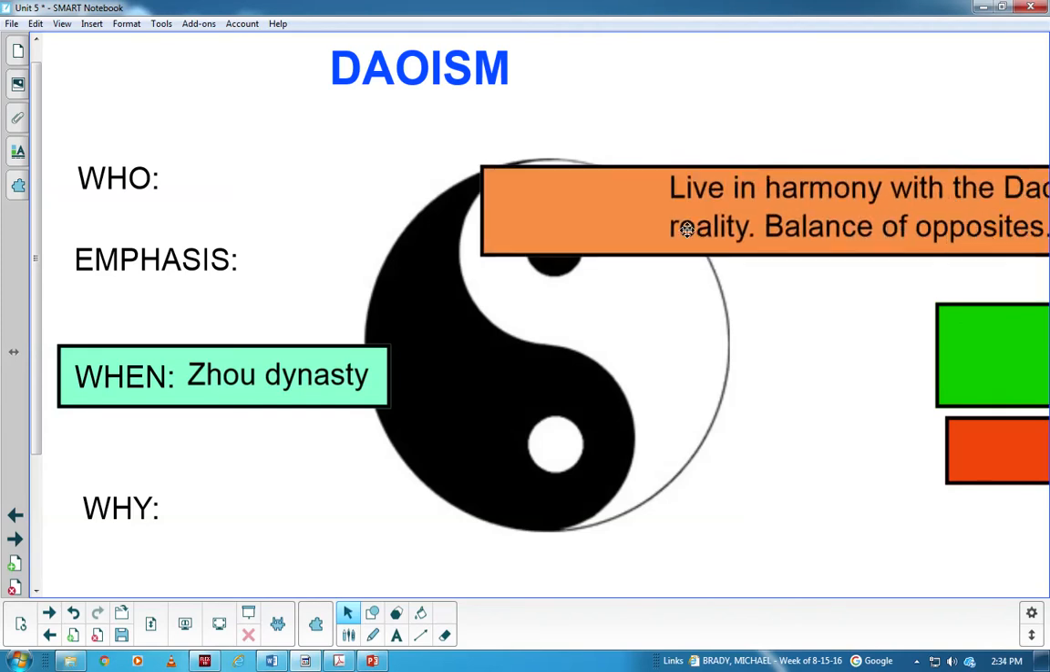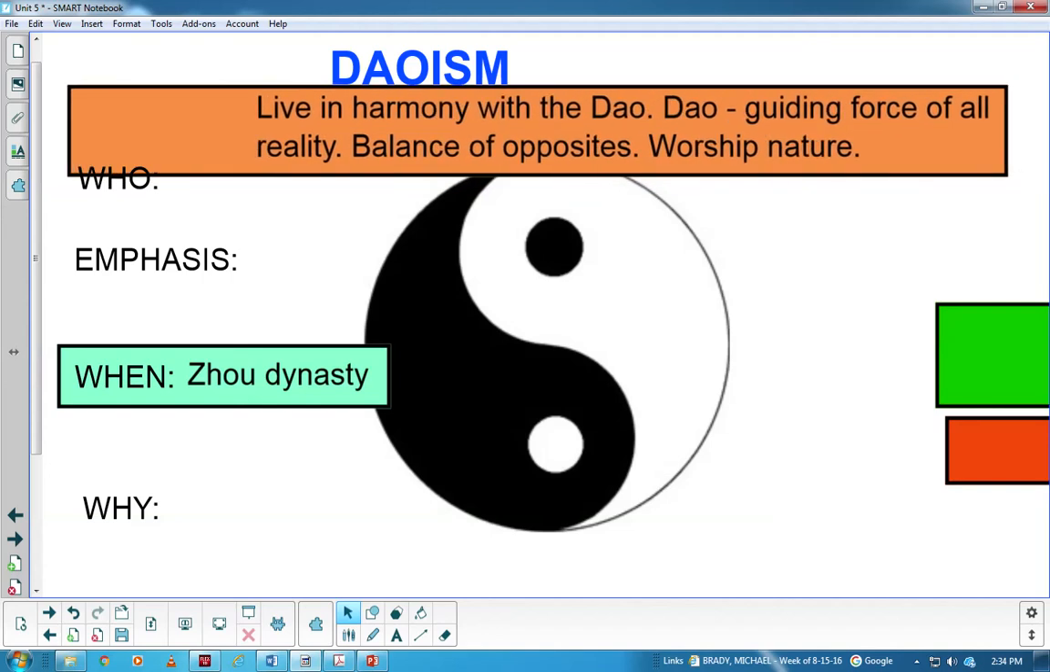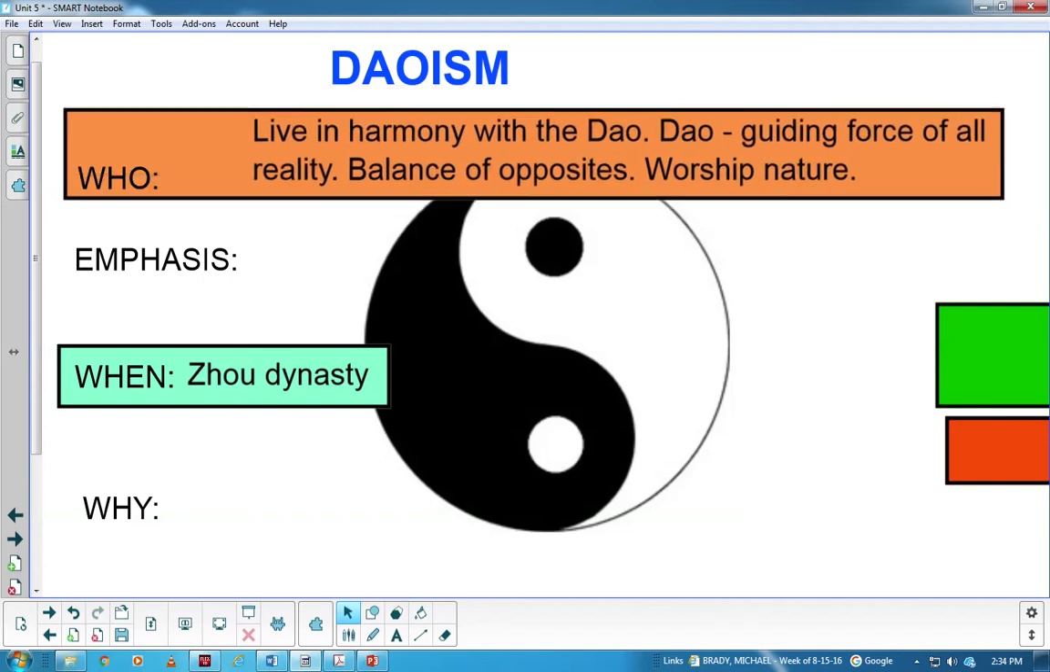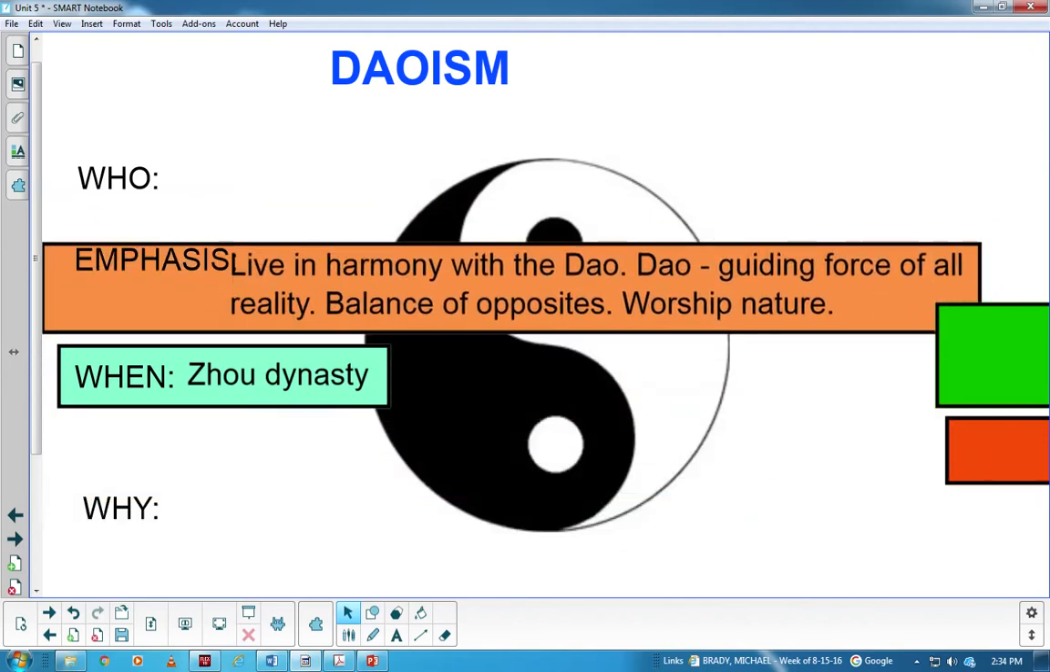Next one. Live in harmony with the Tao, and the Tao is the guiding force of all reality. Balance of opposites, worship nature. Does that sound like who, emphasis, or why? That is our emphasis.